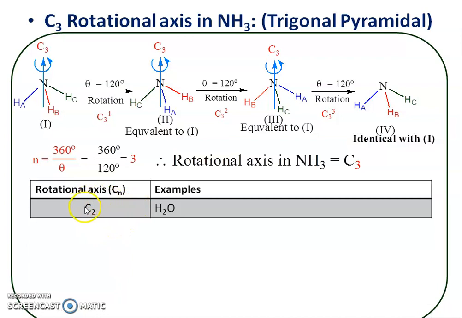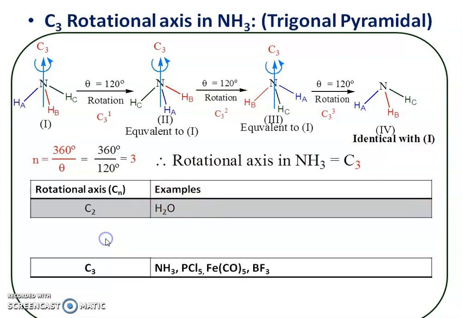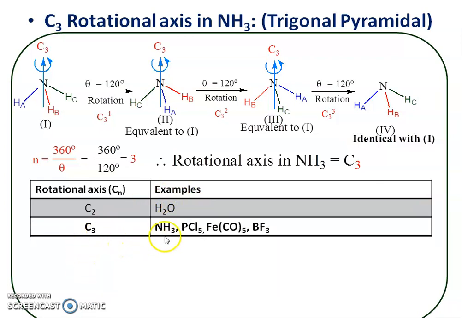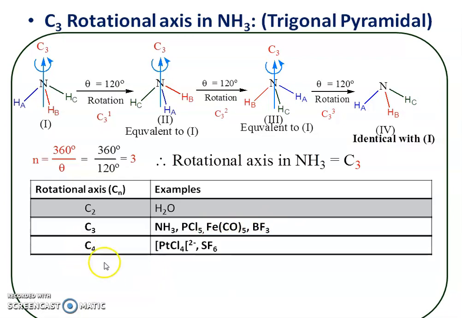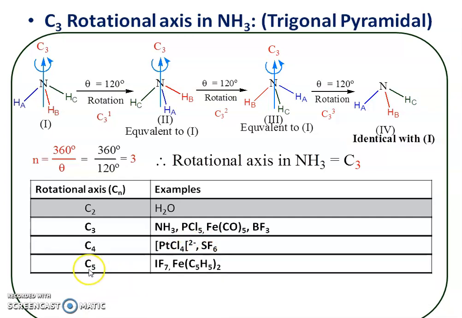So just a summary, rotational axis C2 is present in water. So water is an example of C2 axis of symmetry. Similarly, C3 axis exists in ammonia, phosphorus pentachloride, iron carbonyl, boron trifluoride. C4 axis, rotational axis, exists in platinum tetrachloride anion, sulfur hexafluoride. C5 axis exists in iodine heptafluoride or ferrocene.